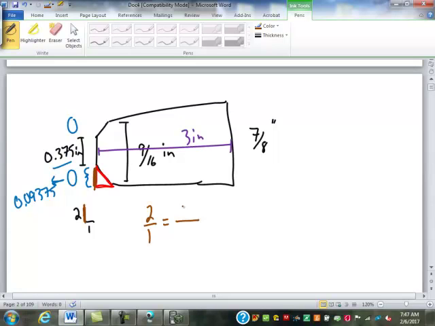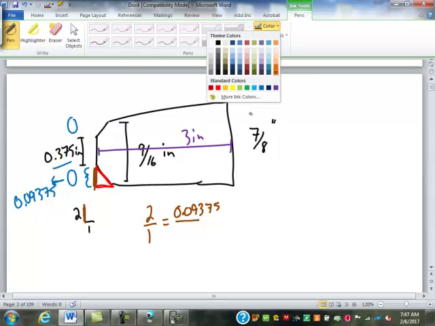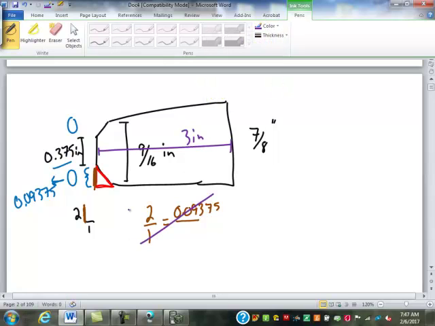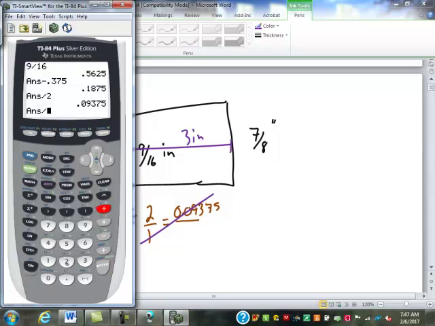So it has to go with the 2, which is vertical. So we cross multiply and divide it as 1 times 0.09375 divided by 2. Which gives us 0.046875.